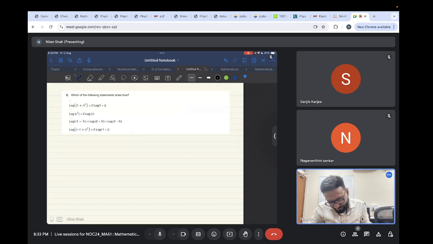Okay, now which of the following statements is or are true? Let's check the first statement: log of (1 plus i) the whole square is equal to 2 log(1 plus i), something of this sort. Is this statement true or not? Normally for logarithm, you know that these properties are true. But generally, it's not necessary that these are true.